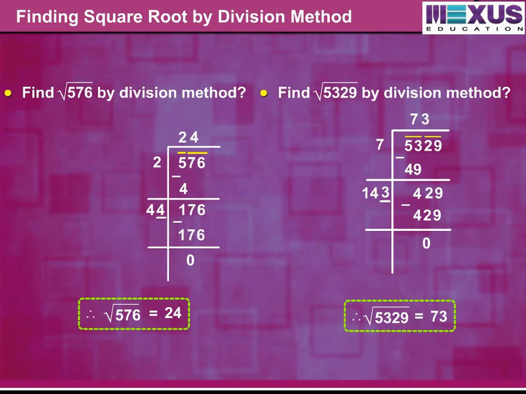Now for estimating the number, we used bars to find the number of digits in the square root of a perfect square number.